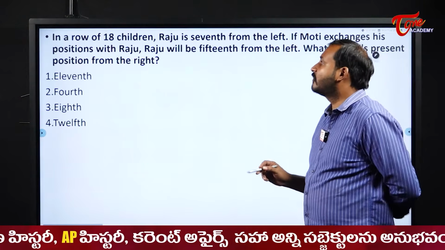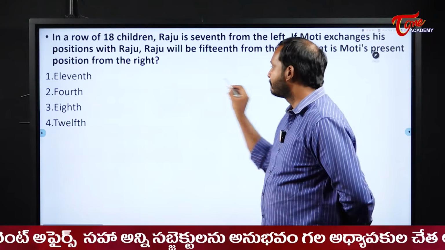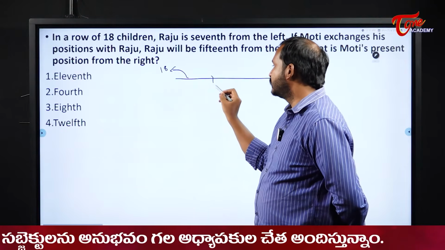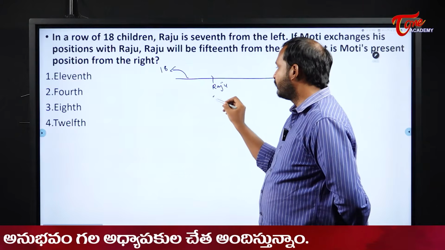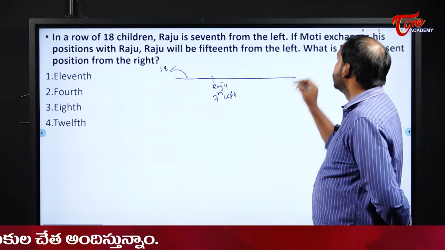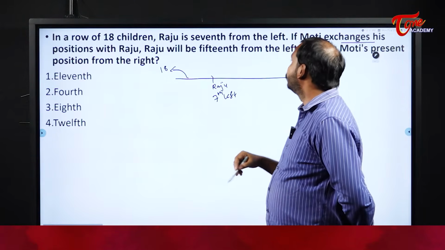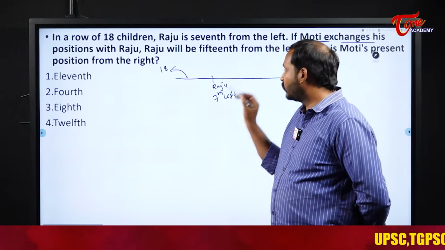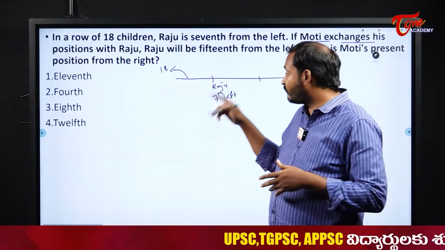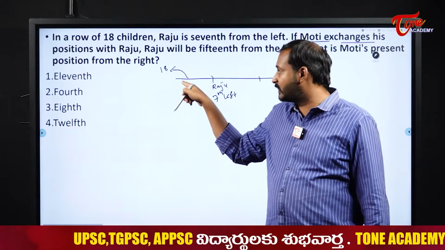Next one. In a row of 18 children, Raju is 7th from the left. Okay. Total 18 are there. If Moti exchanges his position with Raju, Raju will be 15th from left. Now Moti was there in the same row. Now tell me where Moti can be. Why? Because after exchanging he is becoming 15th from left. Tell me what are the chances of having Moti here or here?